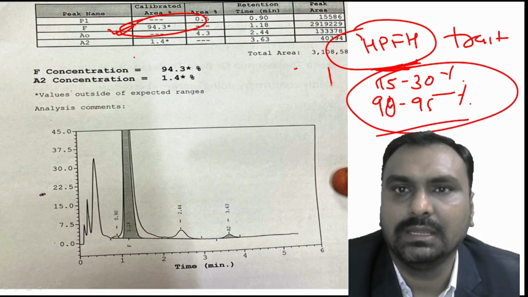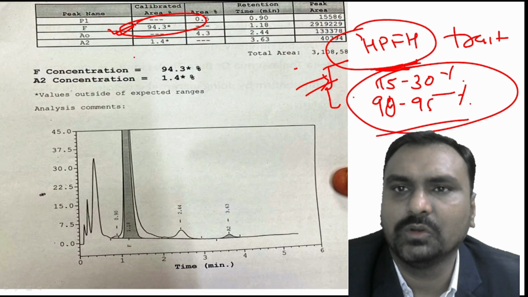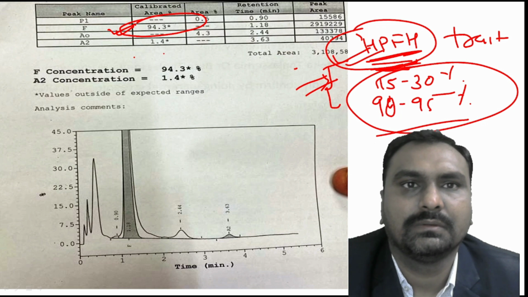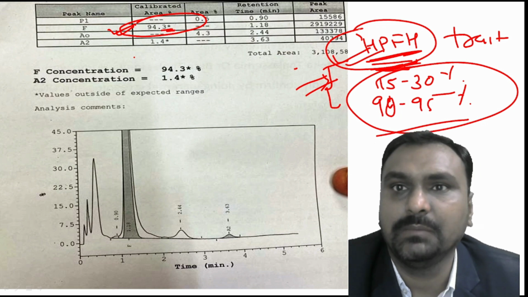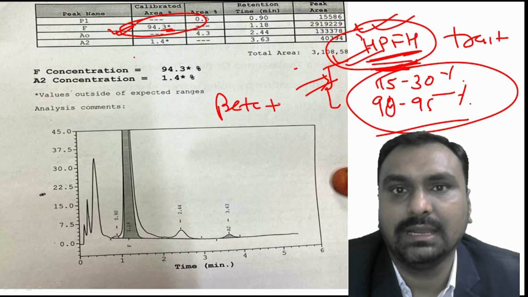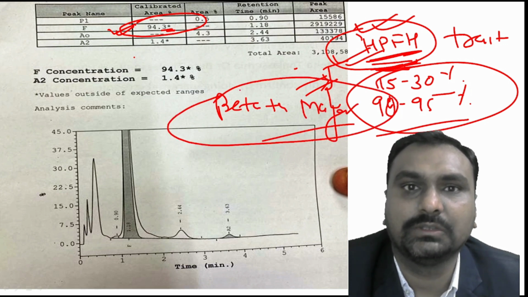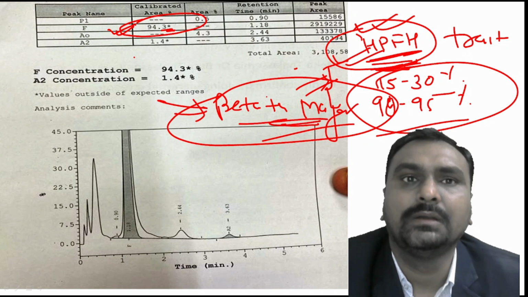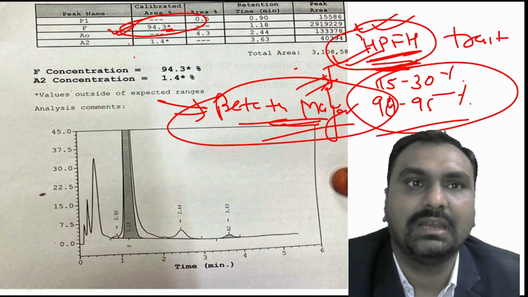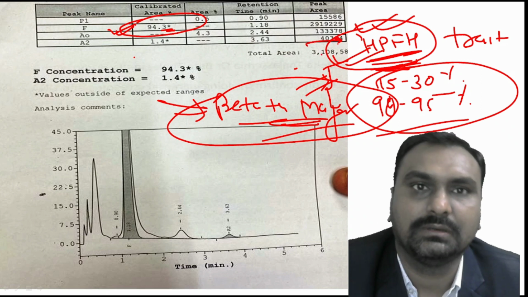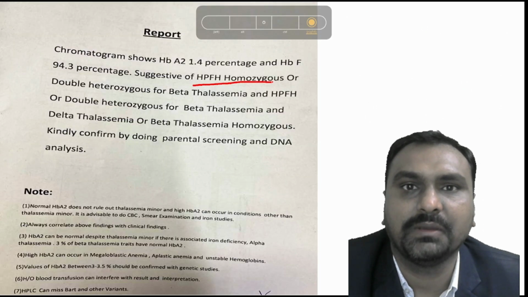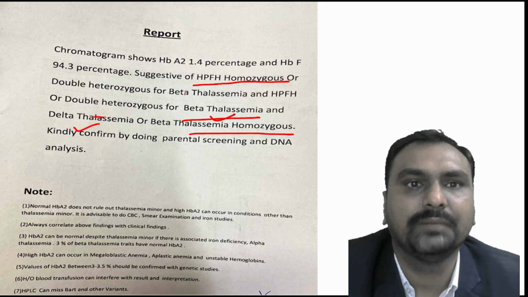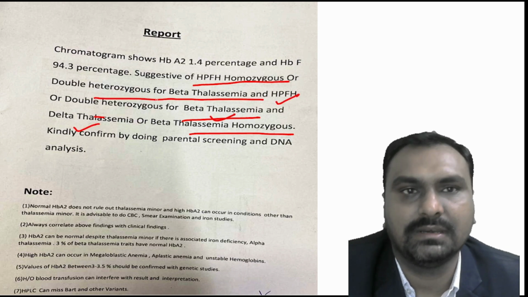Clinically, there is mild anemia or no symptoms, but we have to look for this HPFH. So fetal hemoglobin of 94.3 can be HPFH homozygous or even beta thal major, but we have to ask for the blood transfusion history. In beta thalassemia major, the patient is severely anemic, with severe pallor, and requires frequent blood transfusion, while in HPFH they don't require blood transfusion. So it is suggestive of HPFH homozygous, beta thalassemia major, double heterozygous for beta thalassemia and delta thalassemia, or double heterozygous for beta thalassemia and HPFH.